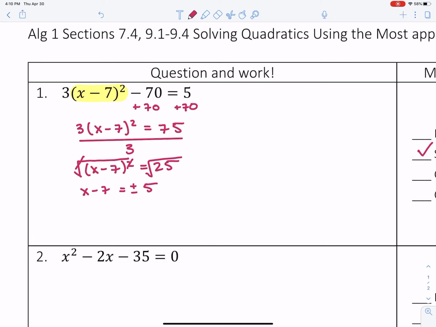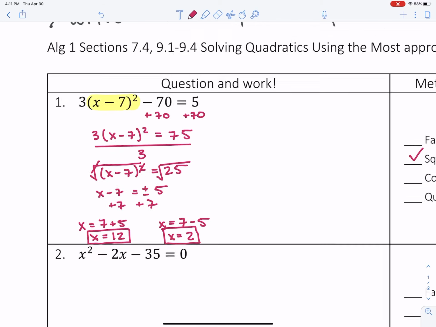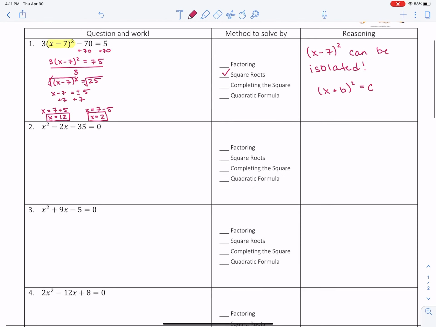Now when you add 7 to both sides, you get x is equal to 7 plus 5, and x is equal to 7 minus 5. Don't forget that plus or minus. Those are two problems I absolutely can solve. We have x is equal to 12, so there's option number 1, and x is equal to 2 for our second solution. So definitely solving by square roots. Okay, let's move on to number 2 here.